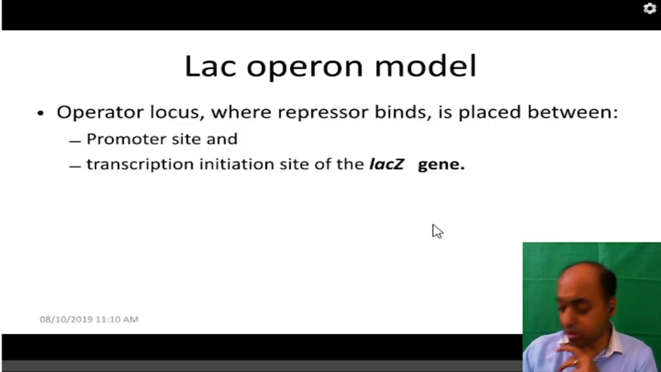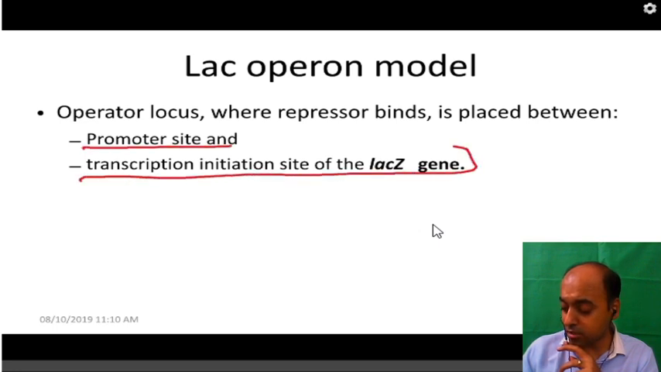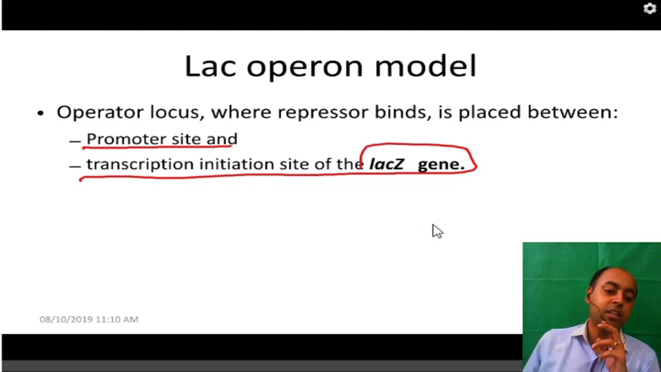Position of the operator locus. The operator locus is placed between the promoter site and the transcription initiation site of the lac Z. Basically, it is between the promoter and the lac Z.